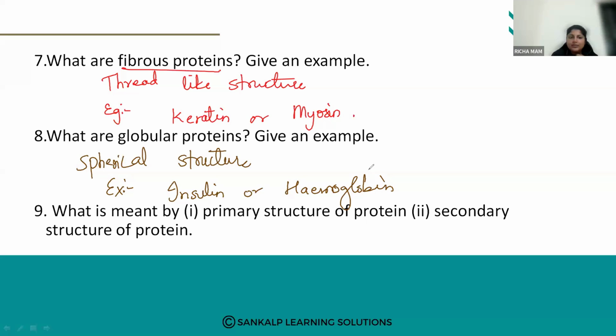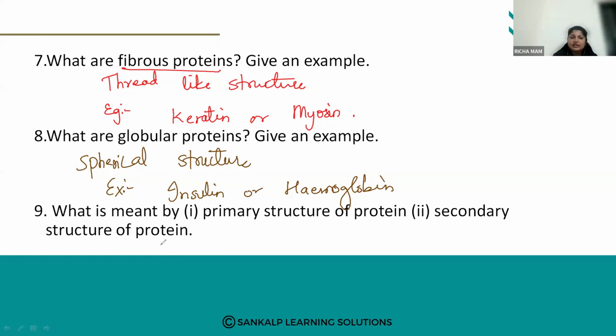Next is, what is meant by primary structure of protein and secondary structure of protein. There can be any one question. They may ask you either one, what is meant by primary structure for 2 marks, or what is meant by secondary structure of protein for 2 marks. So what is meant by primary structure of protein? The sequence of various amino acids linked together in a polypeptide chain.